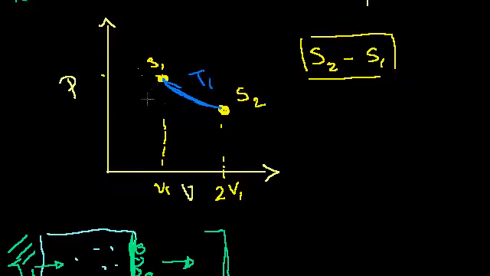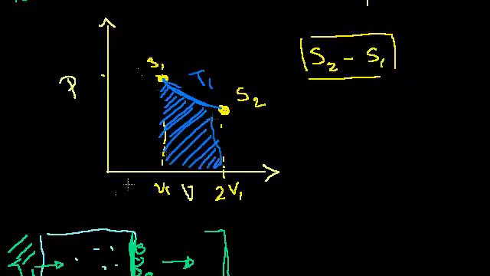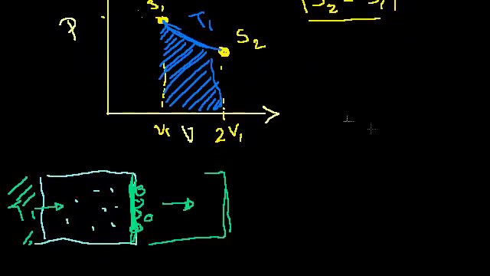Now, for that process, what is the area under the curve? Well, the area under the curve is just the integral, and we've done this multiple times, from our initial volume to our second volume, which is twice it, of p times our change in volume, right?